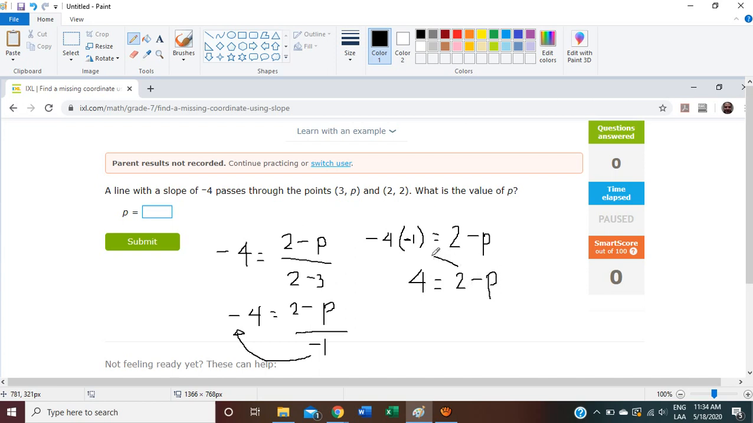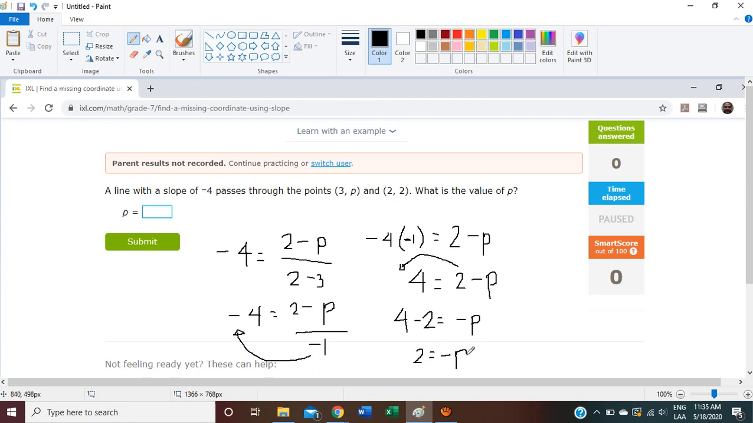Okay, so this one goes to the other side. It is adding, now it is going to be subtracting. So 4 minus 2 equals negative p. So 4 minus 2 equals 2 equals negative p.